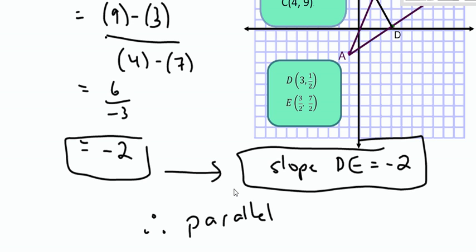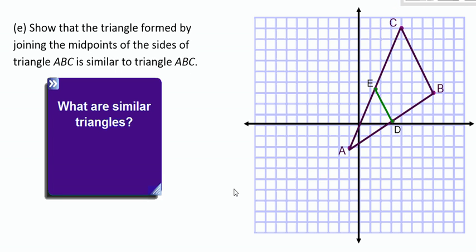Okay, almost done the question. Question E says, show that the triangle formed by joining the midpoints of the sides is similar to the whole triangle. So in other words, when we connected point D to E, we created a little triangle here, called triangle, well, let's call it triangle ADE.